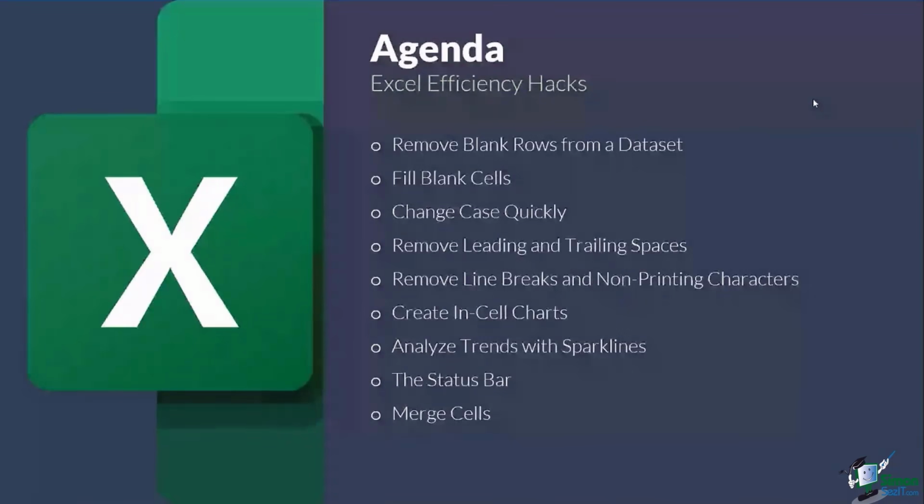I'm going to show you how you can analyze trends with sparklines. I'm going to talk to you a little bit about a little hack with the status bar, and we're also going to finish up by talking about merging cells, because merging cells is something that you should never do in Excel, and I'm going to show you why, and I'm going to show you an alternative.